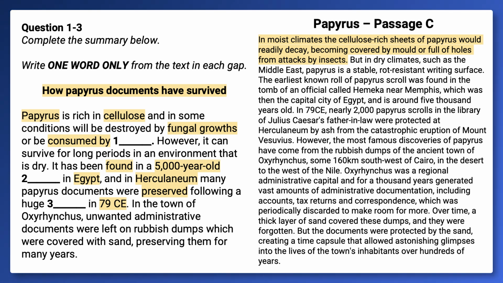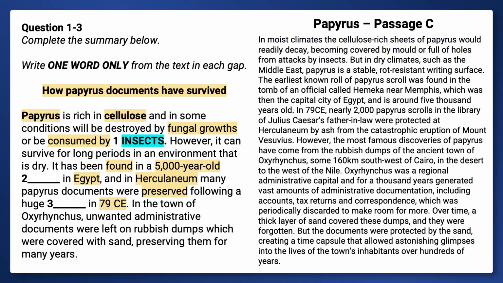Yes. Which word from the text fits in the gap? Use the keywords to guide you now. If you need more time, pause the video. Here's the answer to the first gap. Insects. Papyrus is rich in cellulose and in some conditions will be destroyed by fungal growths or be consumed by insects.